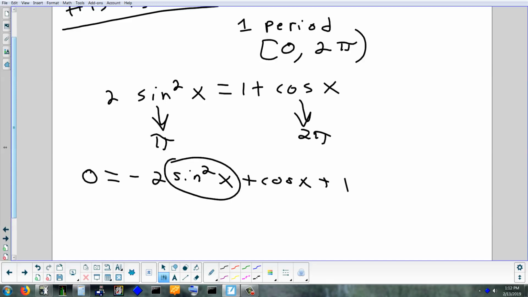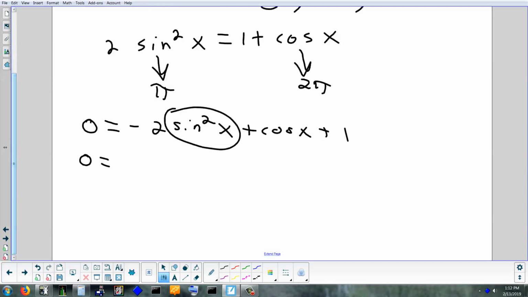So let's fill this in. And now maybe you're going to start to see why I moved everything to the right. What is sine squared using the Pythagorean identity? 1 minus cosine squared. That's what I was saying. I thought you meant substitute in for cosine. I thought you meant substitute in for sine squared, 1 minus cosine squared.